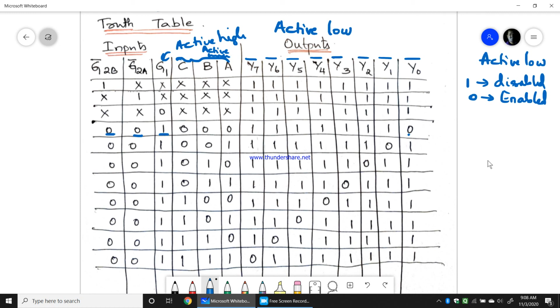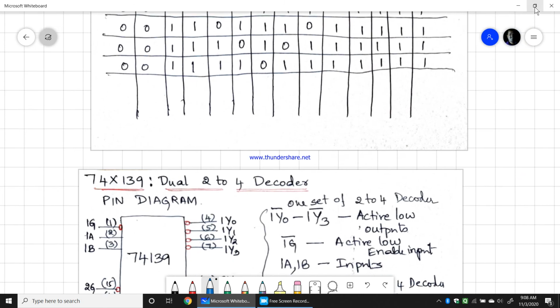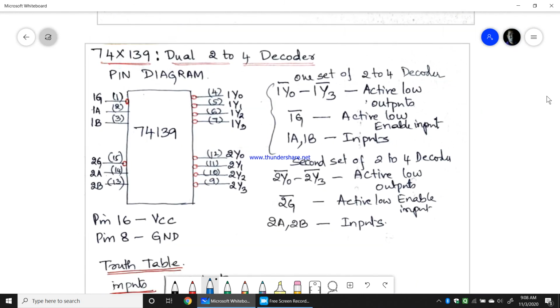Fine. So I hope the 3:8 line decoder IC along with its truth table is clear to you. Coming to the next IC, 74139 is the next IC which we will be using in decoders, which is normally a dual 2 to 4 decoder. It means you will have two different combinations of 2:4 decoders. So you will have two sets of 2:4 decoder.